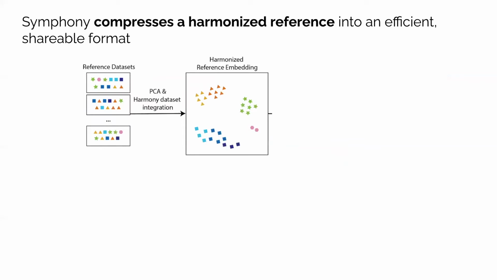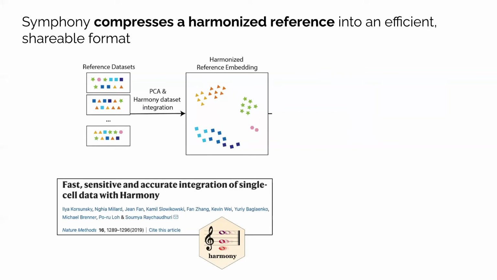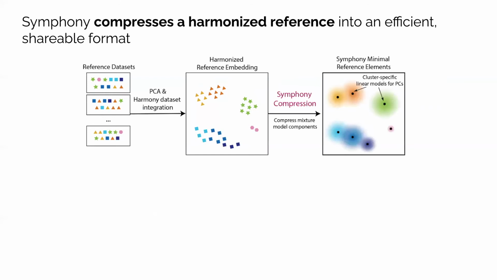To build a reference, we start with many reference datasets, for example, multiple studies, donors, or collection sites. Here, shapes represent cell types, with colors being more fine-grained cell states. By projecting the cells into a low-dimensional embedding, like PCA, and performing de novo integration using the previously published Harmony algorithm, we can then get a harmonized reference embedding, where the cells group by cell types with unwanted technical and biological effects removed. And now this is where Symphony comes in.